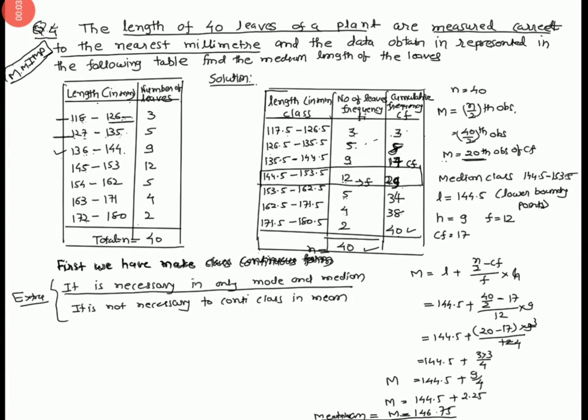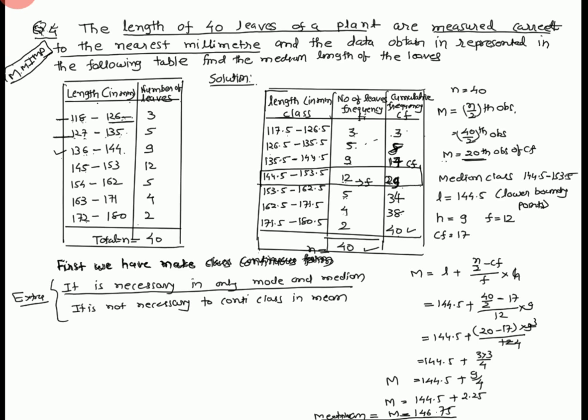Question number 4. The length of 40 leaves of a plant are measured correct to the nearest millimeter, and the data obtained is represented in the following table. Find the median length of the leaves.